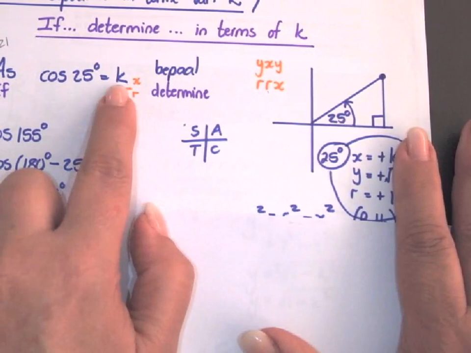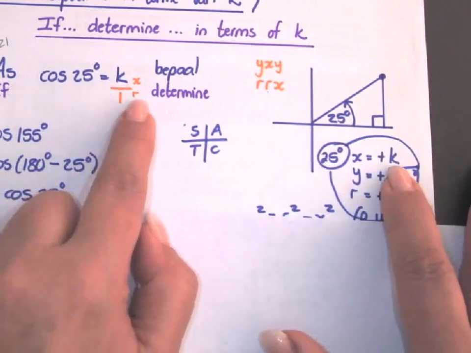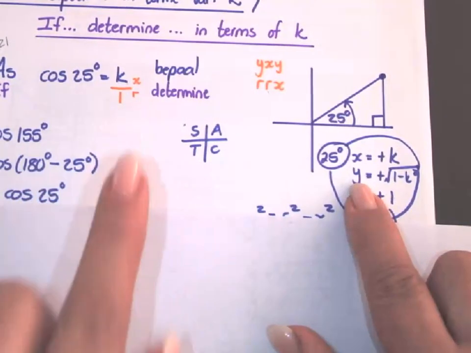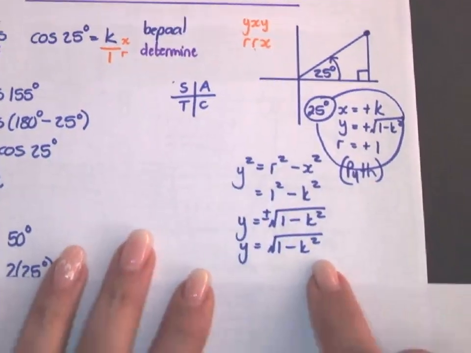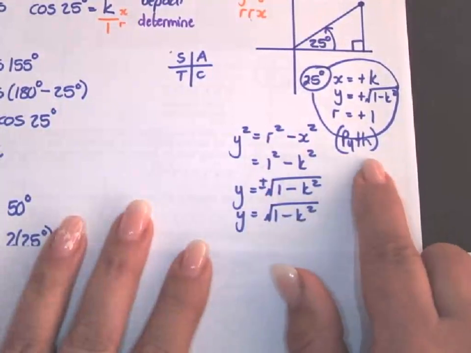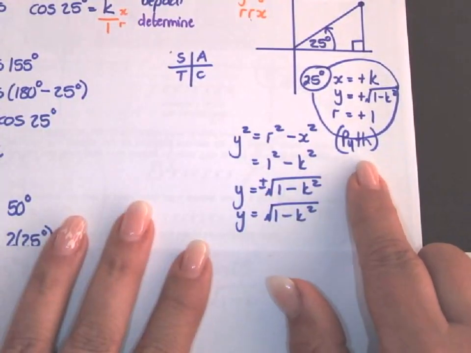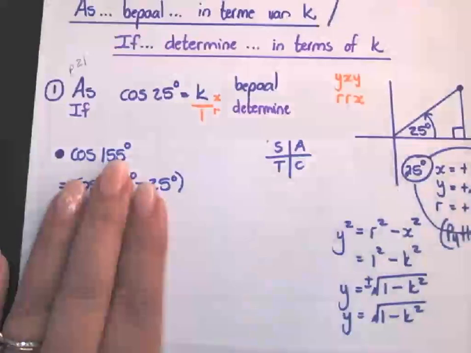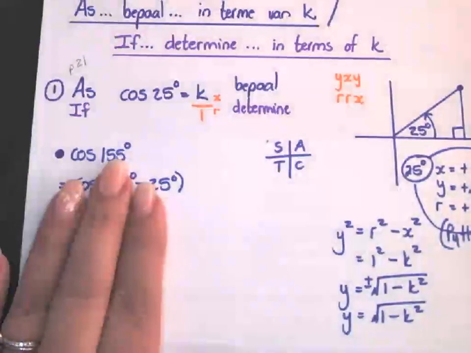My x is k. My r is 1. So I have to work out y with Pythagoras. You have to show that and you must write the reason. Now I have my summary, it's complete, and now you can work with the questions that I give you.